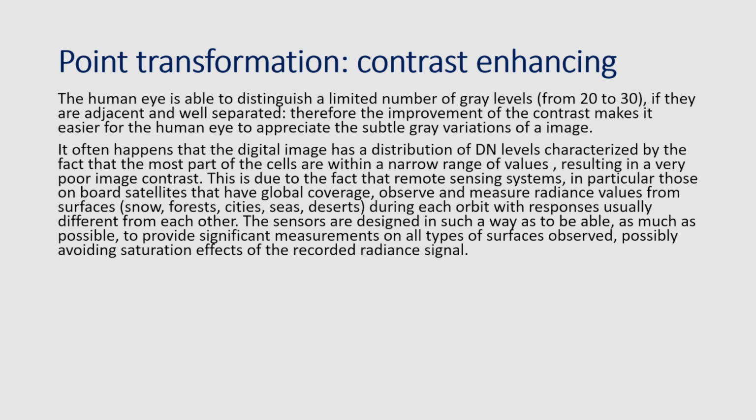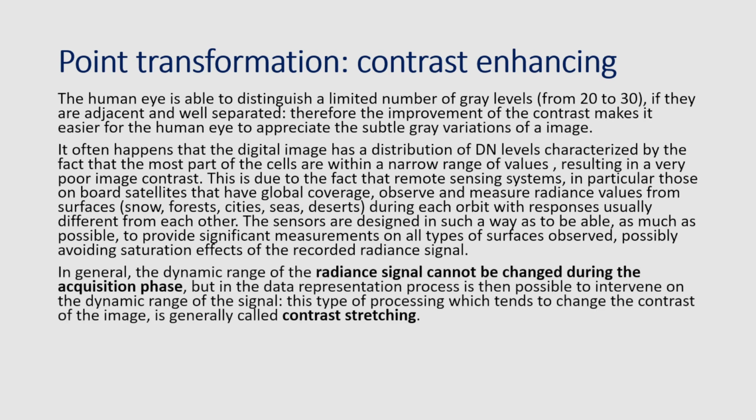This is due to the fact that remote sensing systems, in particular those on board satellites that have global coverage, observe and measure radiance values from surfaces, snow, forests, cities, seas, deserts, during each orbit with responses usually different from each other. The sensors are designed in such a way as to be able, as much as possible, to provide significant measurements on all types of surfaces observed, possibly avoiding saturation effects of the recorded radiance signal.